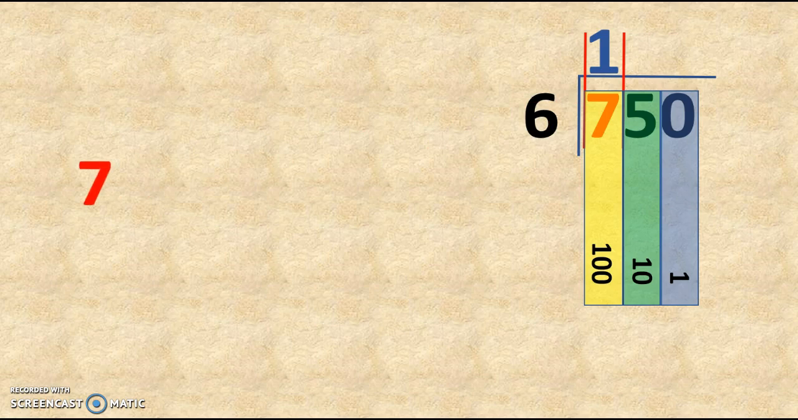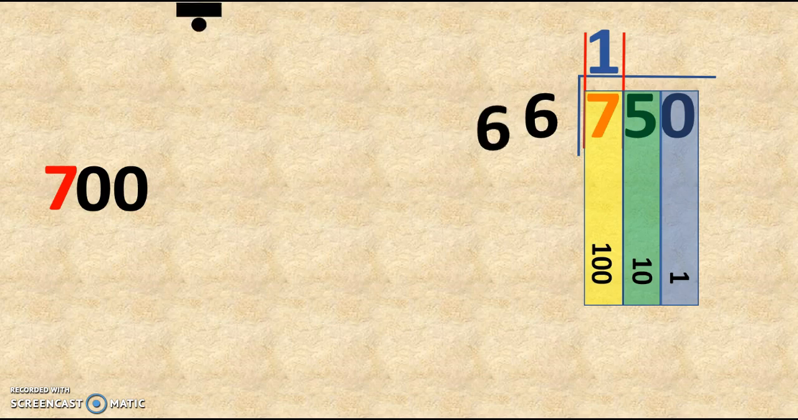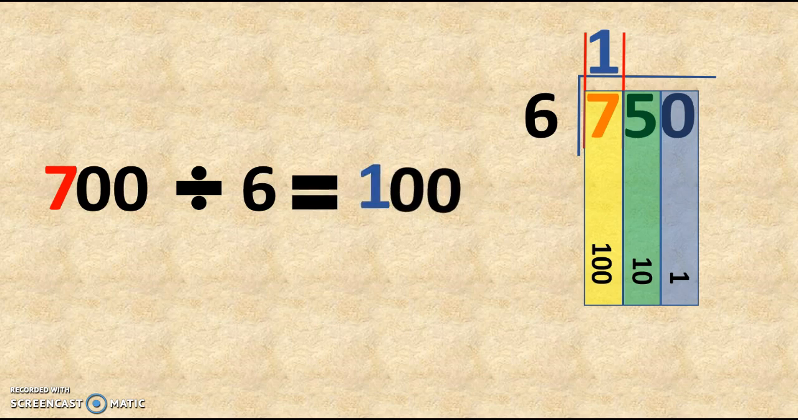So what I'm getting at is that the 7 isn't really a 7, it is actually a 700. And we're dividing that 700 by 6, which means that that 1 has to be in the 100 spot, because 700 divided by 6 is actually 100. That's why we have to make sure it's in the right spot, because that 1 has to be in the hundreds column, because it really represents a 100.